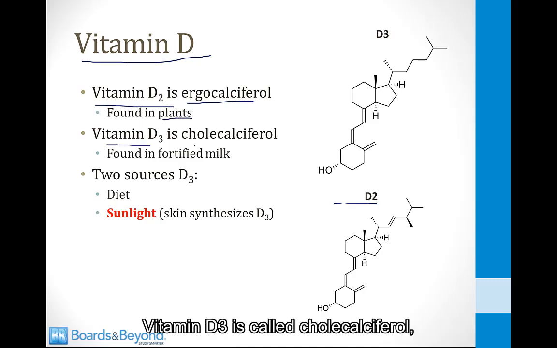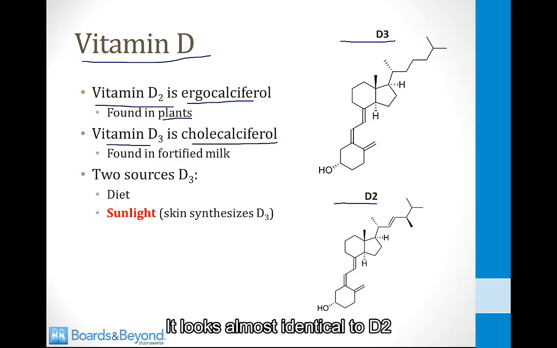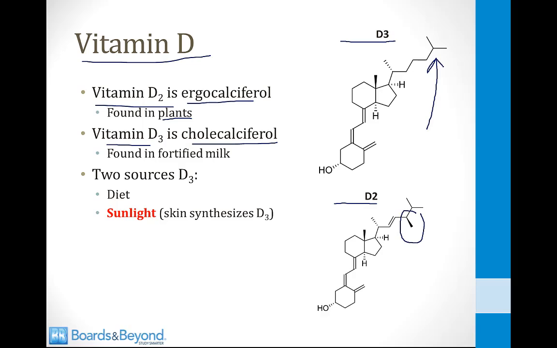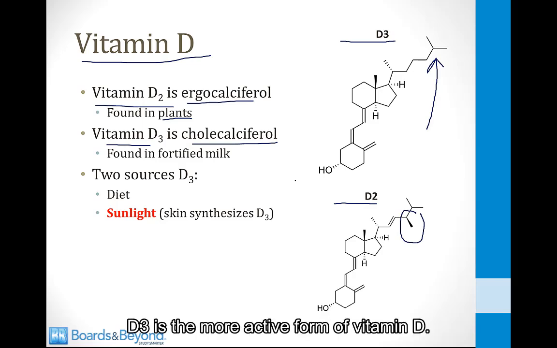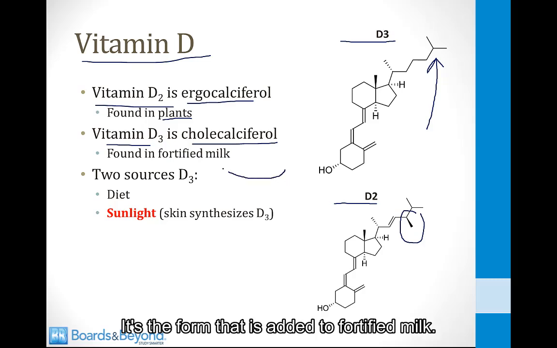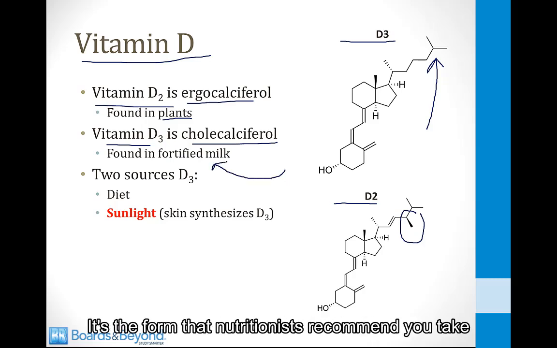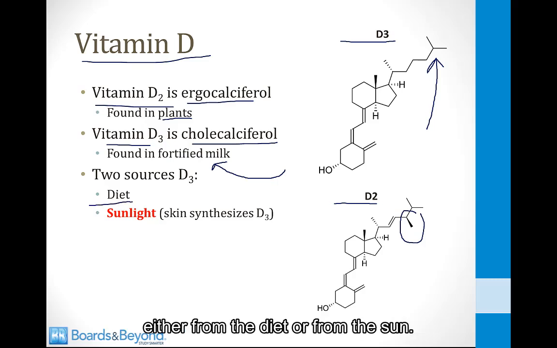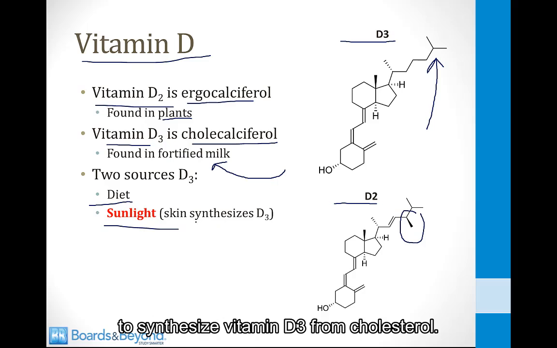Vitamin D3 is called cholecalciferol. This is the structure of D3 on the top of the screen. It looks almost identical to D2, except this one carbon has been removed in vitamin D3 or cholecalciferol. D3 is the more active form of vitamin D. It's the form that is added to fortified milk. It's the form that nutritionists recommend you take as a supplement. And there are 2 ways you can get vitamin D3, either from the diet or from the sun. Sunlight can be used by the body to synthesize vitamin D3 from cholesterol.